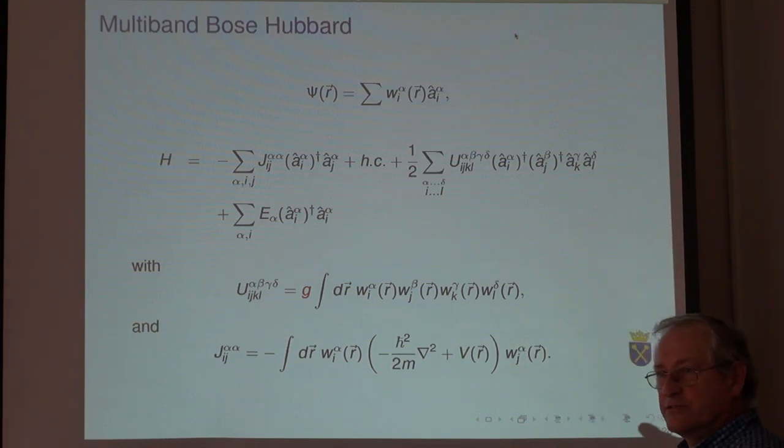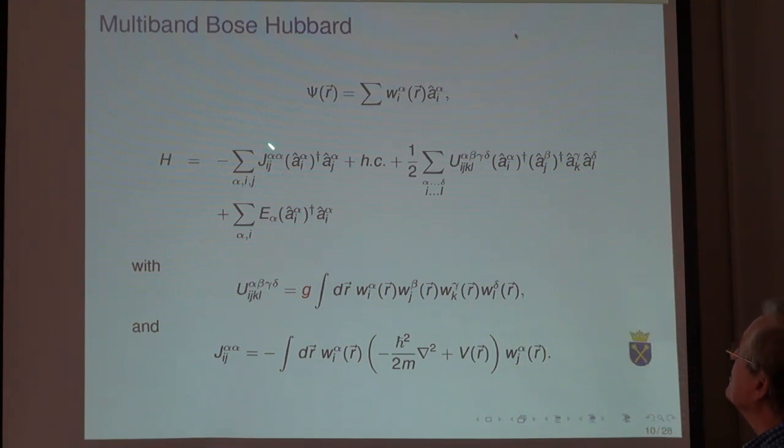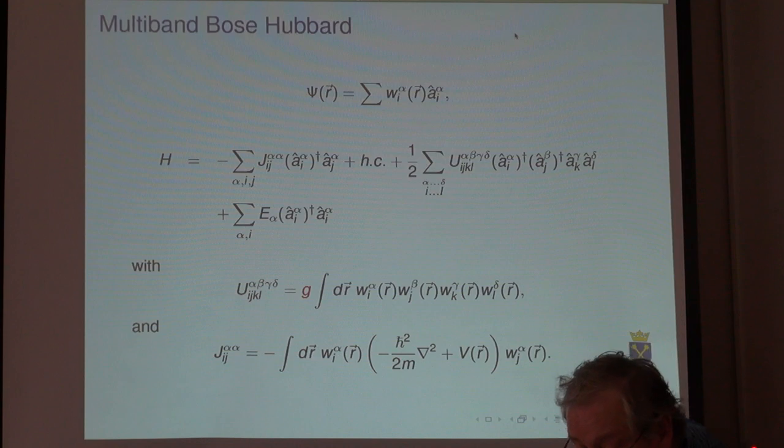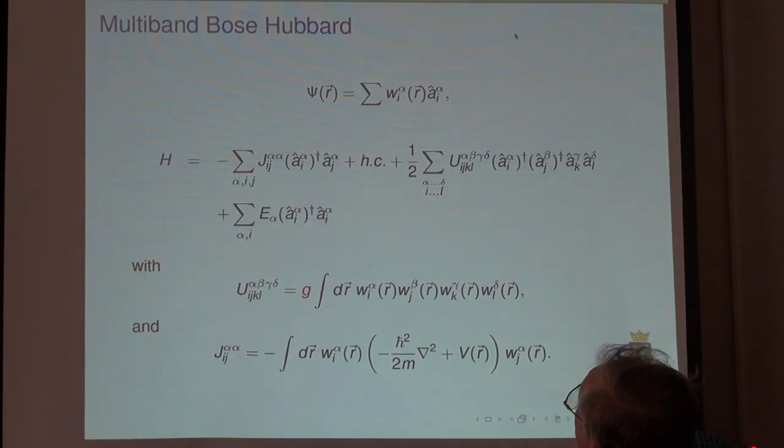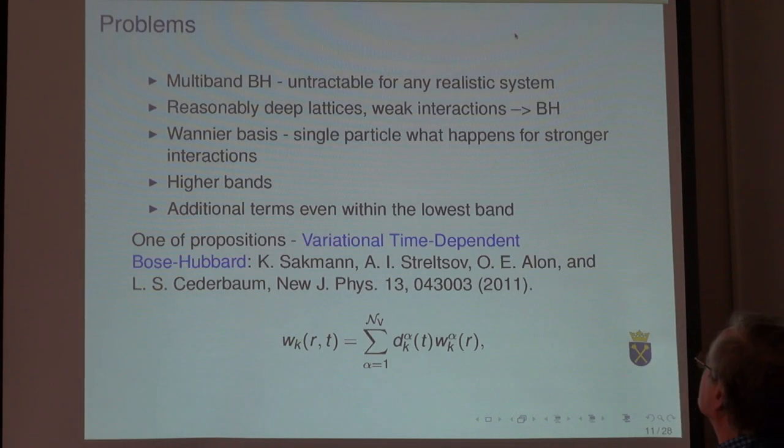The most brutal approximation is the Bose-Hubbard model, where, first of all, you keep just alpha equal to 1 or to 0, depending on your notation. Then you include nearest-neighbor tunnelings only, which is okay. And you drop all the interactions except on-site, only density-density interactions, which was what was left. The problem is that this is, as I said, numerically intractable if I want to do it exactly.